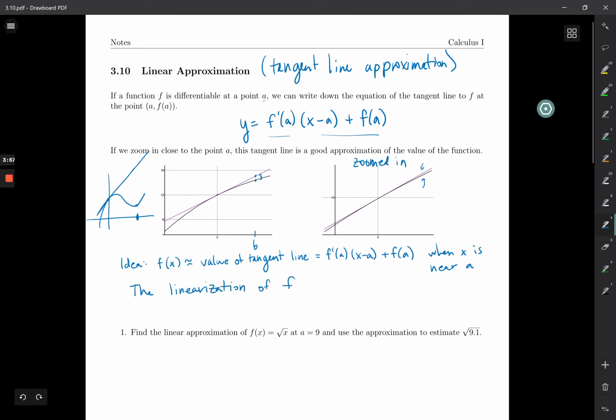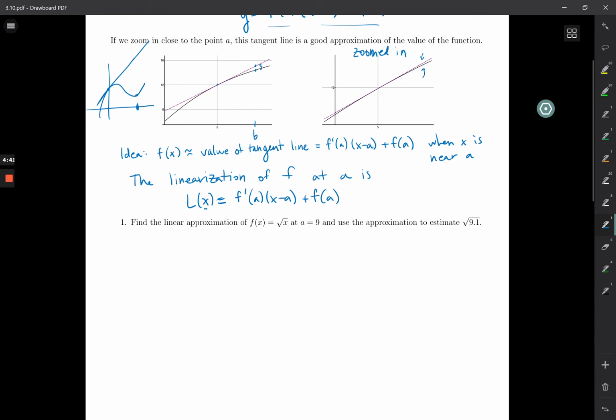Now the linearization of the function f at the point A is really just the tangent line by another name. So it's just L of x, that's what we use for linearization, and this is just equal to the equation of the tangent line, like that. So all we've done is take our formula up here and replace the y with L of x. And so what we're going to do when we use the linearization to approximate points is we're just going to plug them in for x, and then we'll get a value out. Right, so we'll see this in the example.